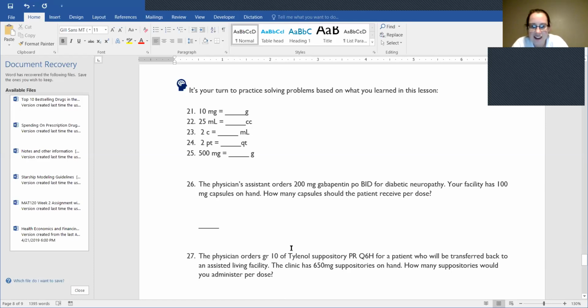If we go down here, a 10 grain Tylenol suppository. Well, here is an example where Tylenol has never been measured in grains. So this is a made up problem. And we're going to assume that in this case each grain is 65 milligrams.